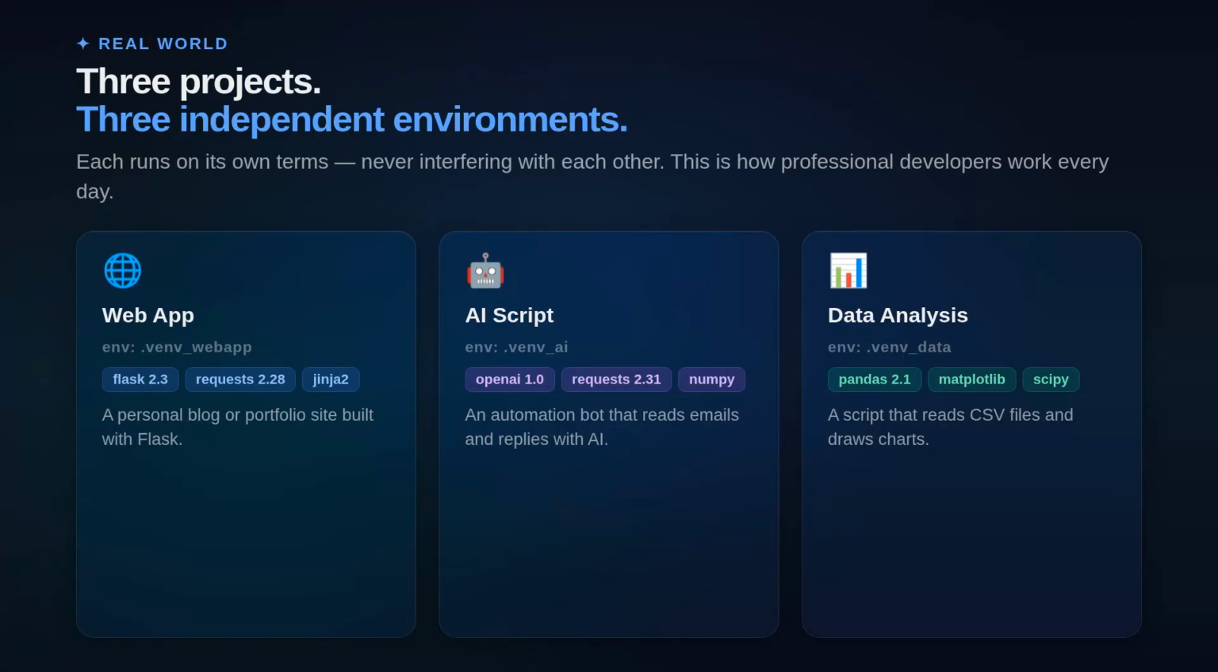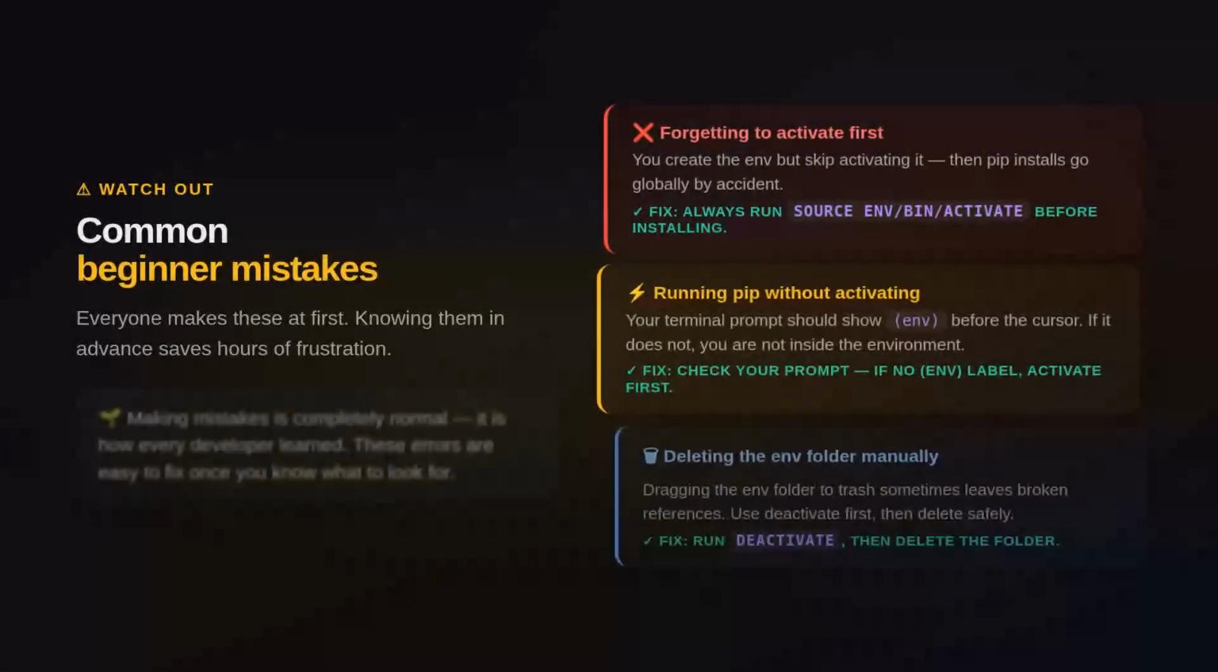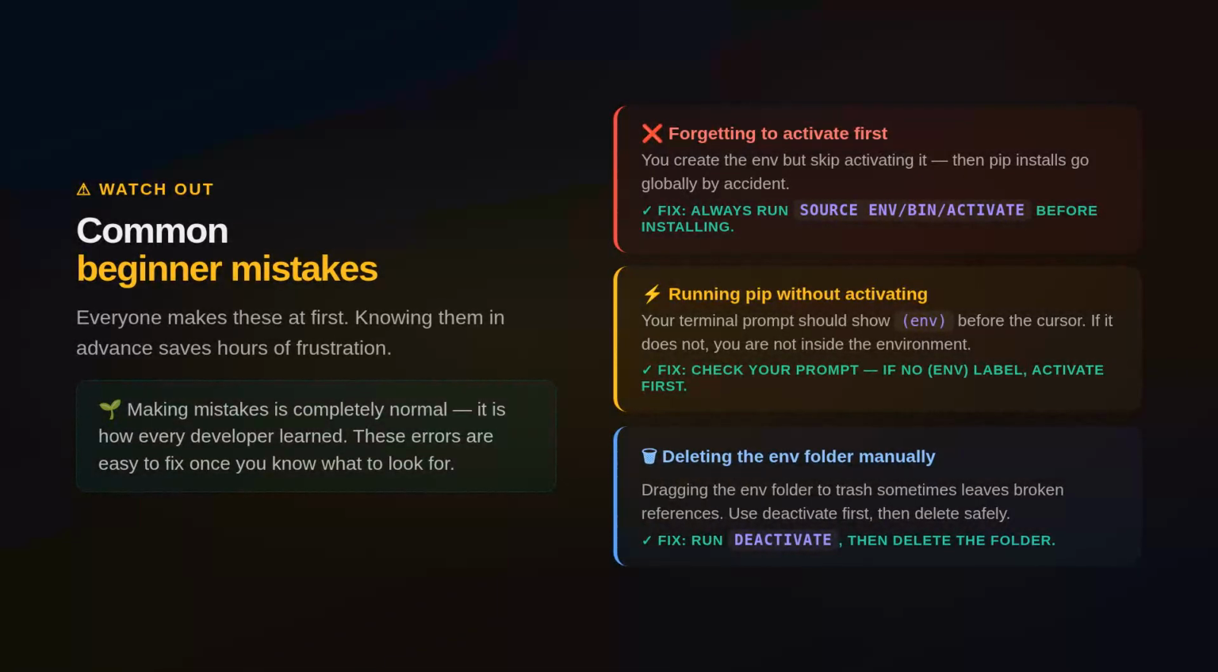Everyone hits these three mistakes when starting out. First, forgetting to activate before installing. Your prompt should always show the environment name before you run pip. Second, not noticing your prompt has no environment label, which means you are still in the global space. Third, deleting the environment folder without deactivating first. Run deactivate, then safely remove the folder. Making these mistakes is completely normal. Every developer has done it. Now you know how to fix them quickly.